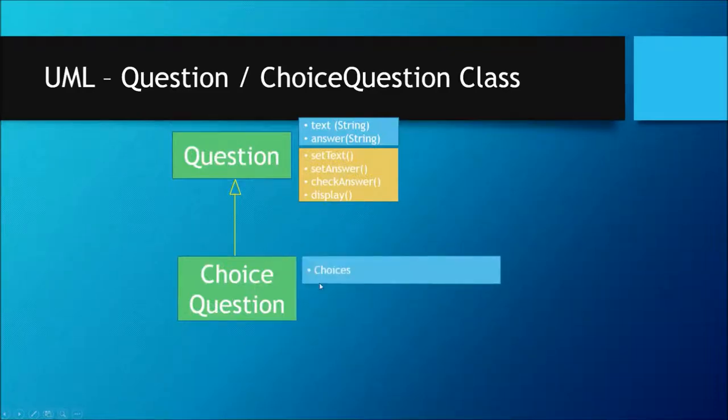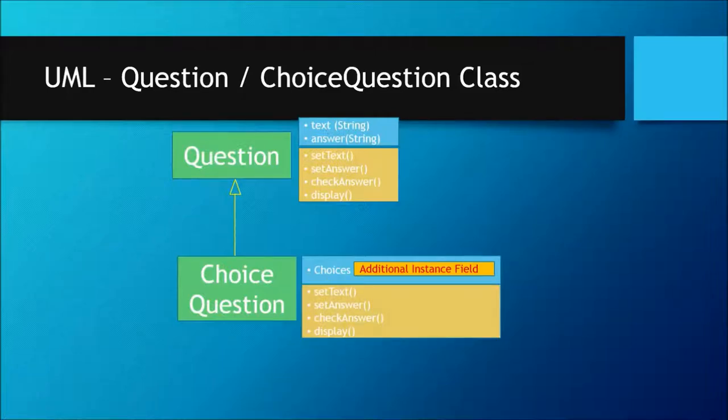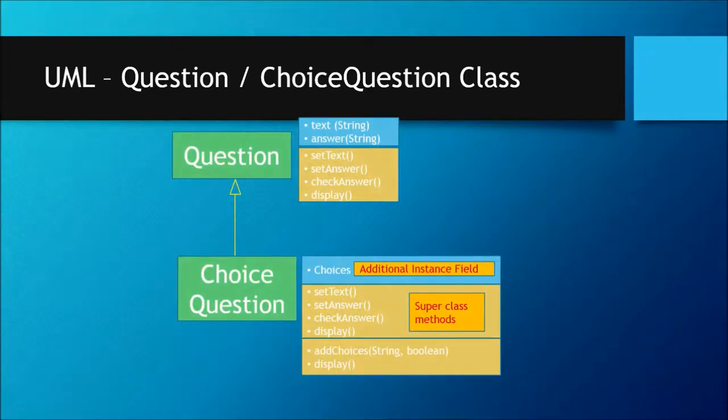Now, choice question will have an additional instance field, choices, which will show all the list of four choices or five choices for the question. Then it can use set text, set answer, check answer, display methods, and these are the superclass methods. The choice question will have additional methods: add choices and display. Now, add choices is an additional method which is very specific to choice question only. And next is a display method that is an overridden method.